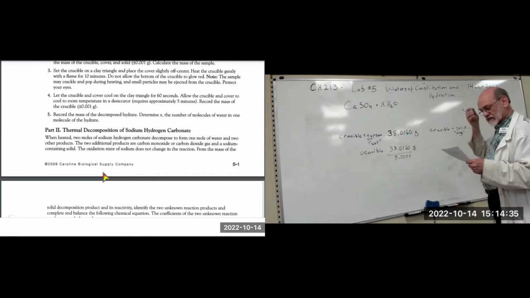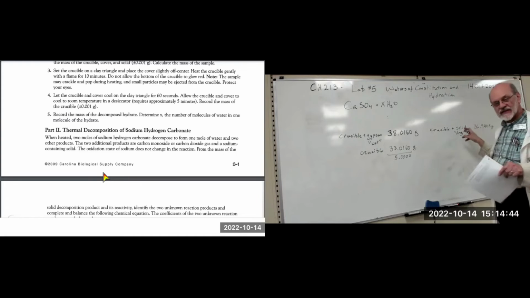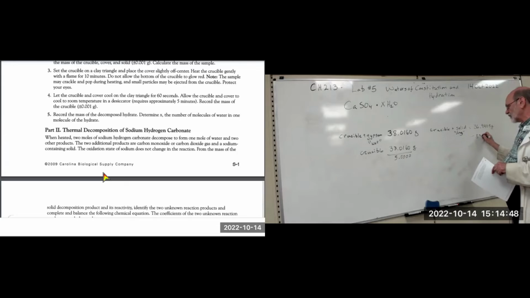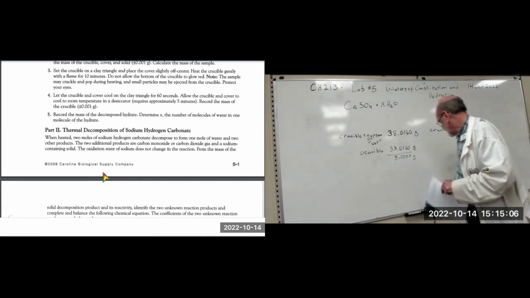That weight is 36.9405 grams. Okay? How much of that solid is in that crucible? We need to subtract the weight of the crucible. Right? So that's 5, that's 4, this is 2, that's 9, and this is 3. 3.9245 grams. This is before, this is after.